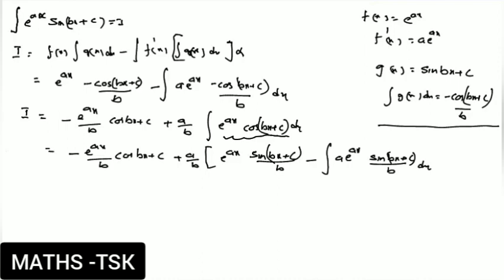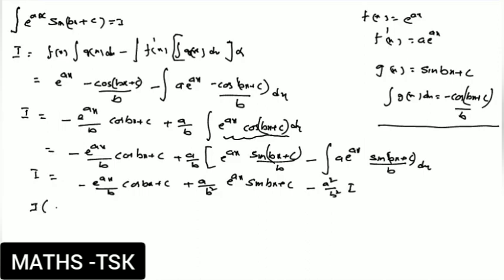So now the integration can be written as minus e power ax by b cos of bx plus c plus a by b square e power ax sin of bx plus c, and then minus, if you multiply this with a by b, you will get minus a square by b square into I. So this integration, if you get this to this side, and take I common, you will get 1 plus a square by b square is equal to, take e power ax by b square common, so that when you multiply and divide with b, this becomes minus b cos bx plus c plus a into sin of bx plus c.